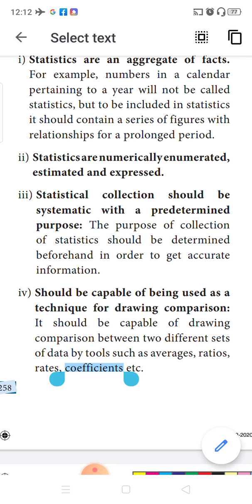So, absolutely, the statistical collection has a predetermined purpose. There is an objective or aim for collecting the information. Only when there is an objective or a purpose, the information collected will be accurate. They will be getting the accurate information. If some information is being collected randomly, it will not have accuracy. Only when the purpose is specified, accurate information will be obtained.